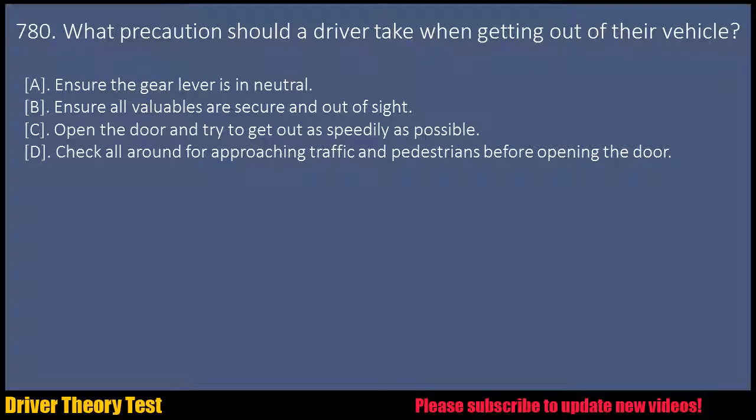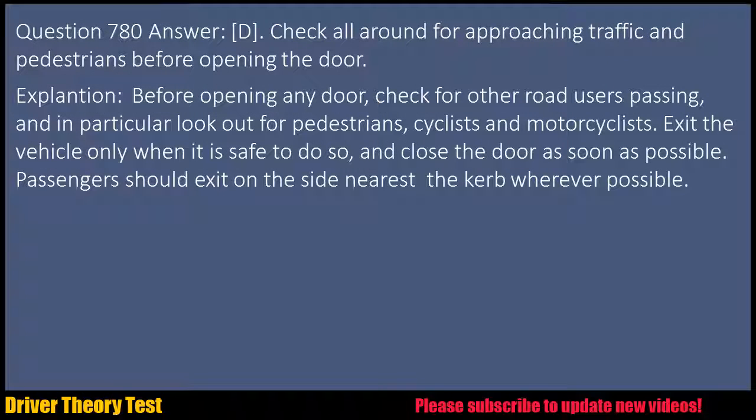Question 780. What precaution should a driver take when getting out of their vehicle? A. Ensure the gear lever is in neutral. B. Ensure all valuables are secure and out of sight. C. Open the door and try to get out as speedily as possible. D. Check all around for approaching traffic and pedestrians before opening the door. Question 780. Answer: D. Check all around for approaching traffic and pedestrians before opening the door.